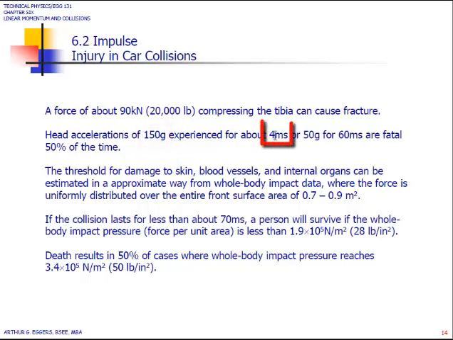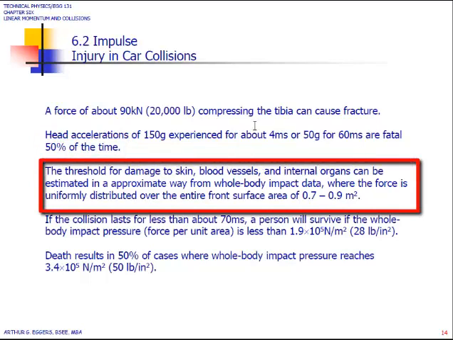150 Gs experienced for about 4 thousandths of a second, or 50 times that of gravity for 60 thousandths of a second, are fatal in half of the occurrences. The threshold for damage to skin, blood vessels, and internal organs can be estimated in an approximate way by doing what's called a whole body impact area.